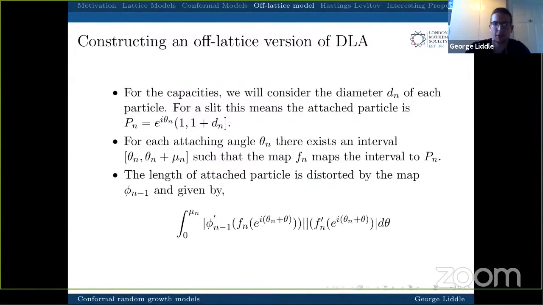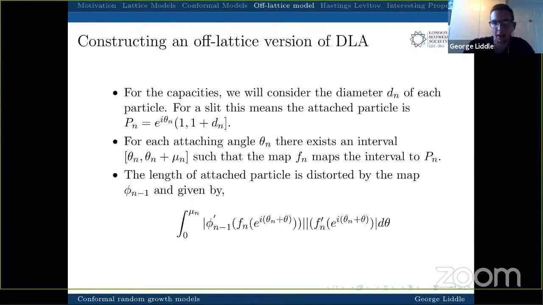But what about the capacities? This is the other key feature. We need to pick the capacities in a correct way. But the capacity is a little bit more challenging than picking the attaching angles in this case. So for the capacities, rather than considering the capacities themselves, I'm going to consider the diameter here. Now, we've shown the relation of the diameter to the capacity, but this just makes it a little bit easier to go through the computation.